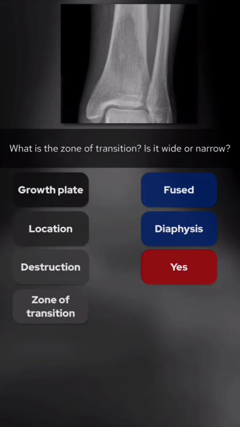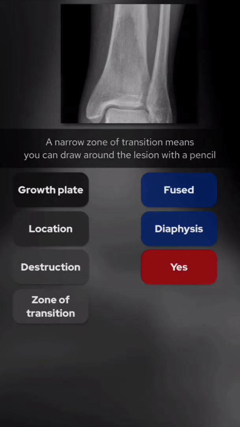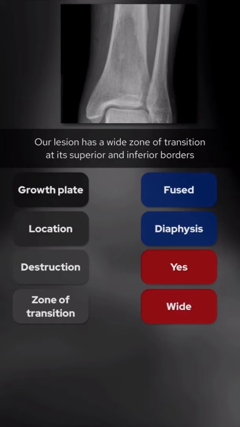What is a zone of transition? Is it wide or narrow? A narrow zone of transition means you can draw around the lesion with a pencil. Our lesion has a wide zone of transition at its superior and inferior borders.